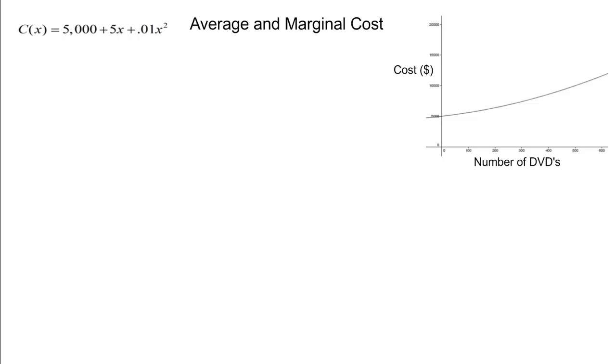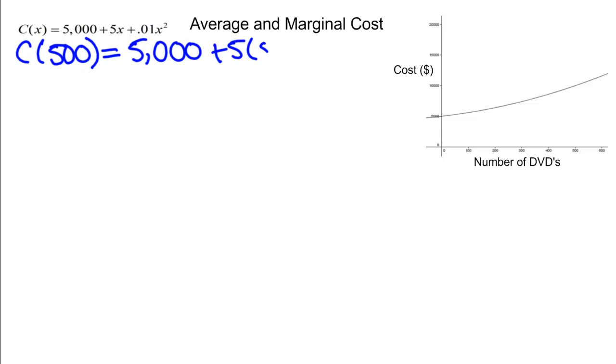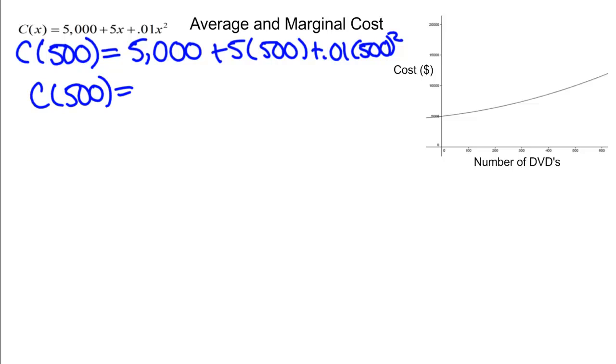Alright, so let's say we're trying to find the average cost of producing 500 DVD players. So we have the cost function. It will tell us the cost of producing 500 DVDs. So let's say we want to find the cost of producing 500. I'm going to plug in 500, and we'll see that we get 10,000. So that's the cost to produce 500 of them.